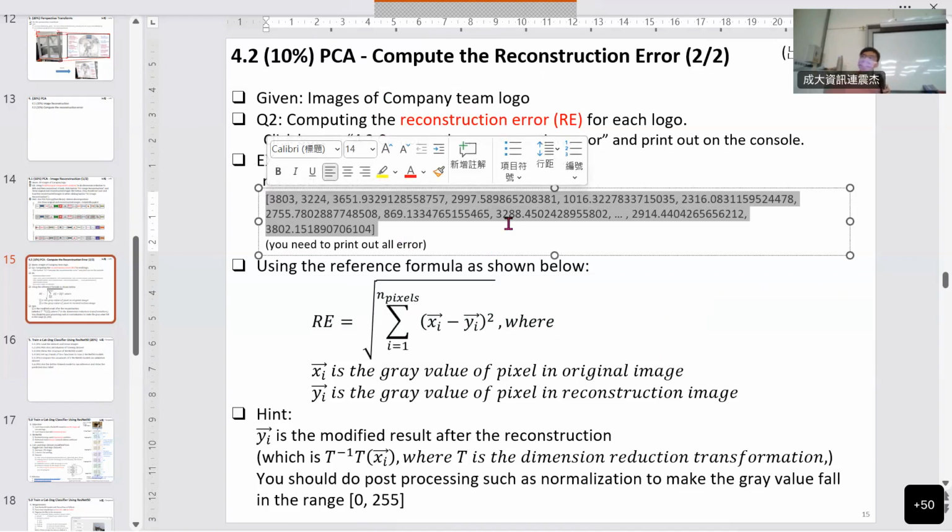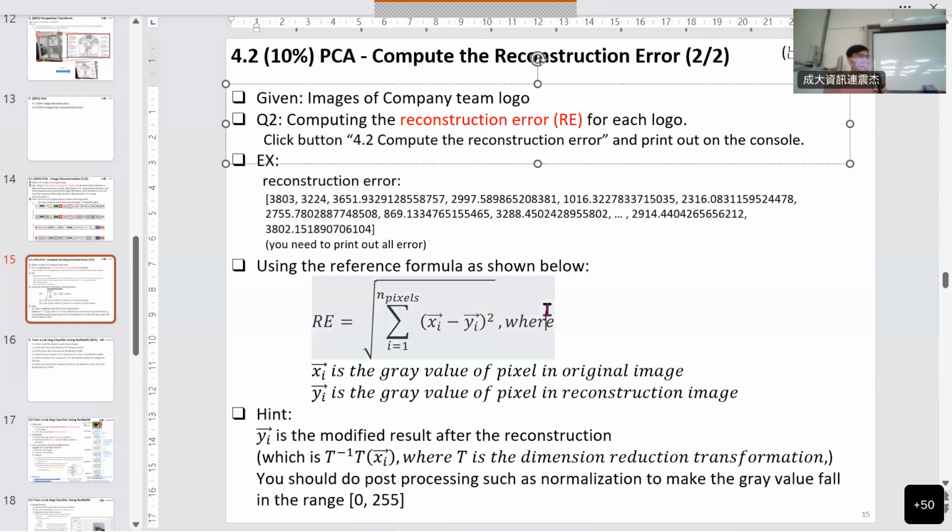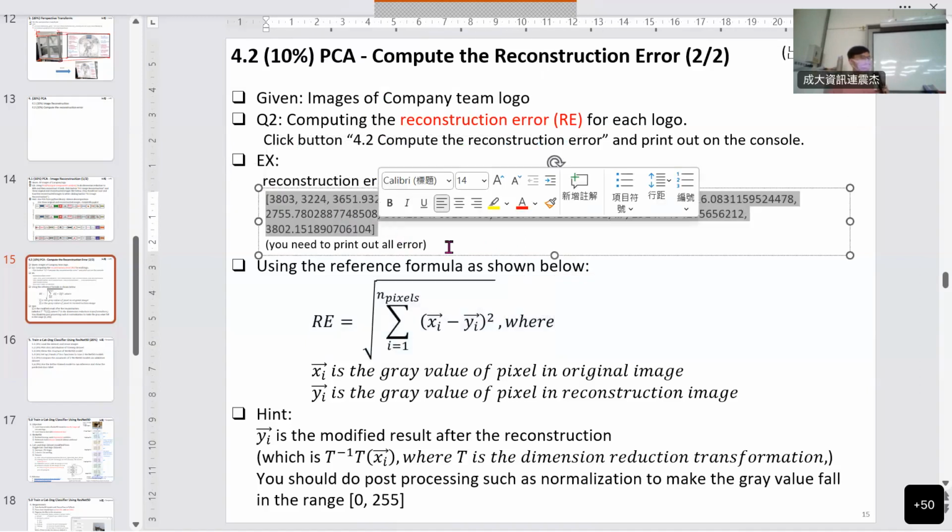Get the maximal error. Yeah. Maybe we will discuss it later, and maybe you need to output the maximal error, minimal error, and the median. We will discuss it later, and we will give you the result later on, maybe today or tomorrow. Yeah.